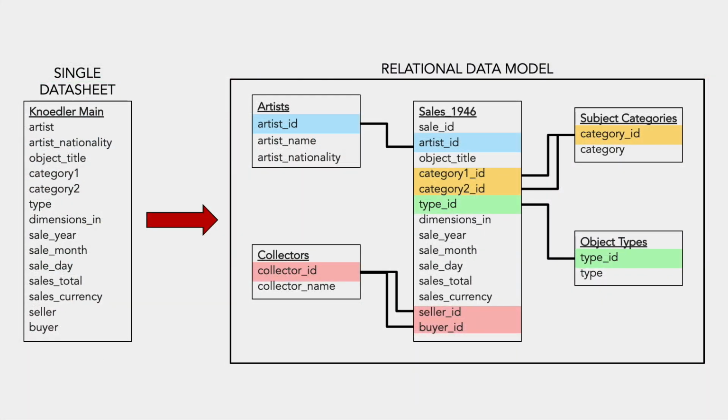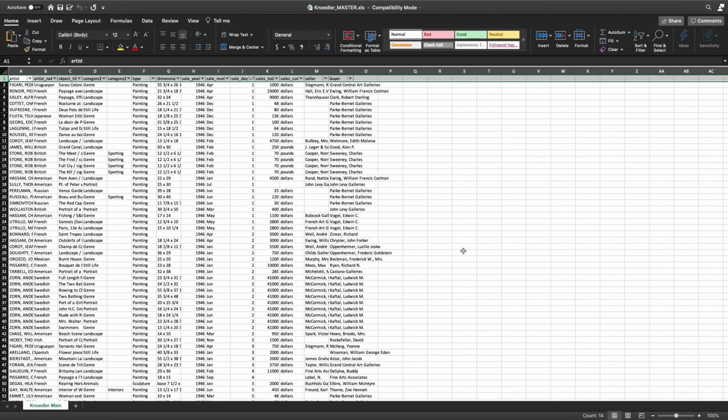And you'll remember that we've already identified the different entities in the data set: artists, collectors, subject categories, object types, and sales 1946. These are going to be the start of our 5 new tables, and these here listed are going to be the variables that make up those different tables. And what this does basically is it says, okay, here's an entity, which is an object within the data model, and here are all of the attributes of that entity. So, for instance, we have the artist's name, but we also have here the artist's nationality, and that's not going to appear in our sales 1946 because the artist's nationality is an attribute of the artist, not an attribute of the sale.